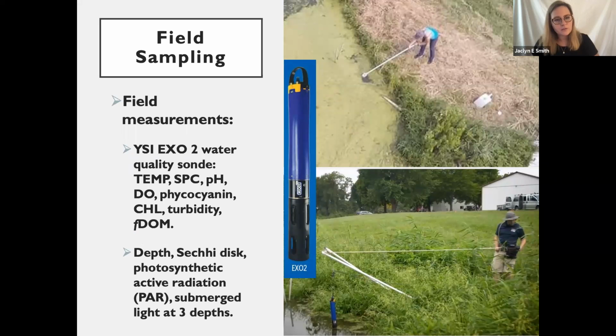And we also did some other measurements out in the field. Those were just water depth, as well as Secchi disk measurements. And we have a photosynthetic active radiation meter and also a submerged light meter, which we took at 3 depths. One at the surface, one at about 7.5 centimeters, and the next one at 15 centimeters.